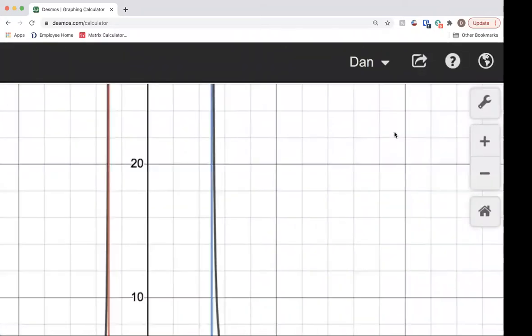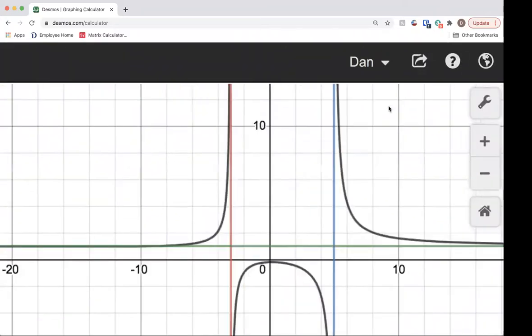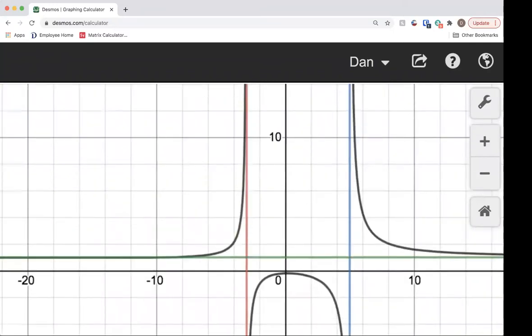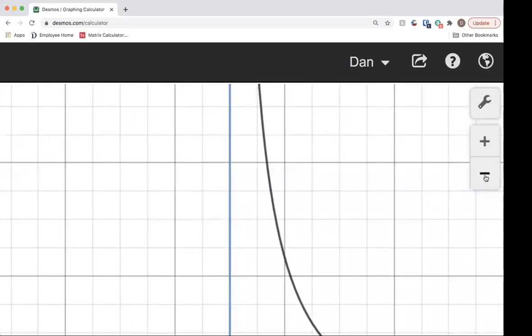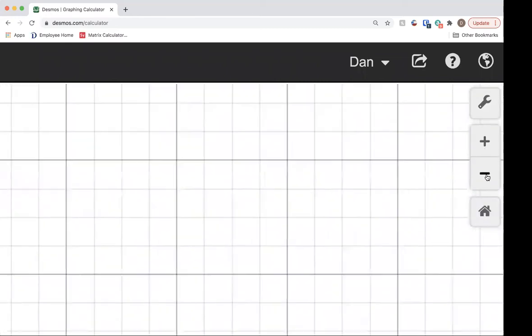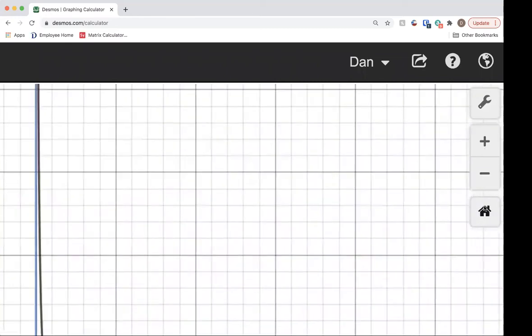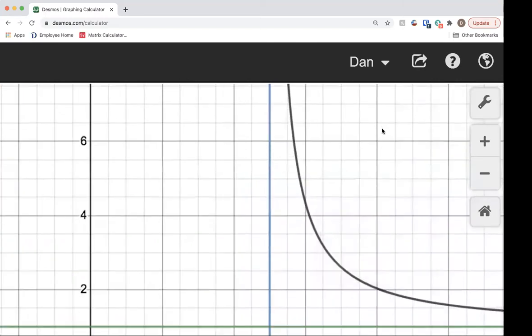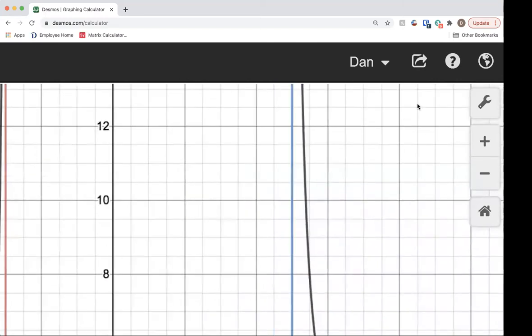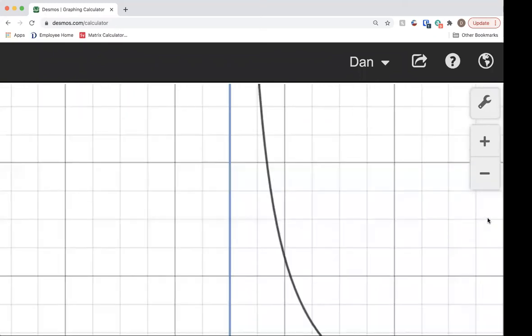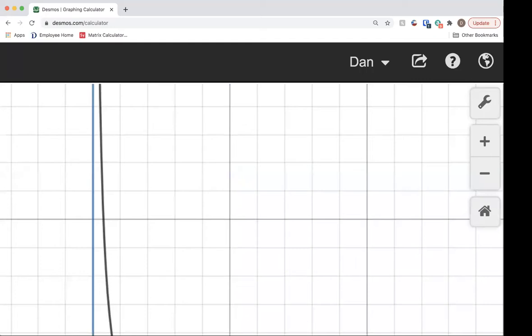Oops. I'm just trying to zoom in so you can see it. Now that looks better. Sorry, there we go. Okay, I'm not going to worry about that. Sorry about my graph. Need to zoom out a bunch. Forget it. Okay.